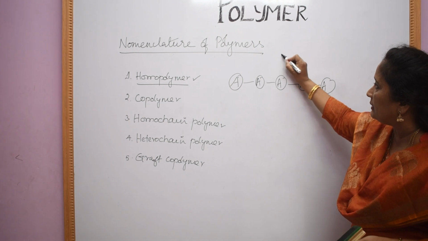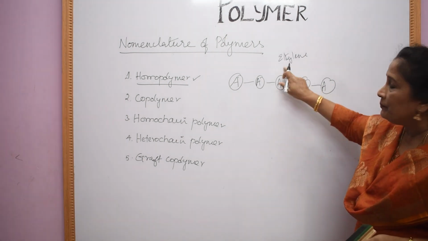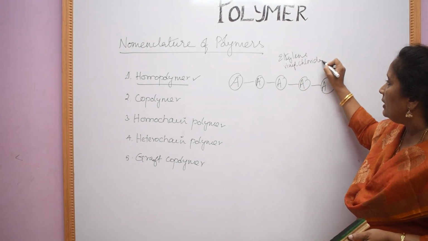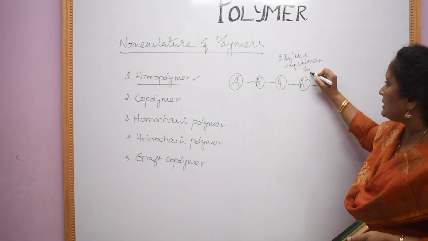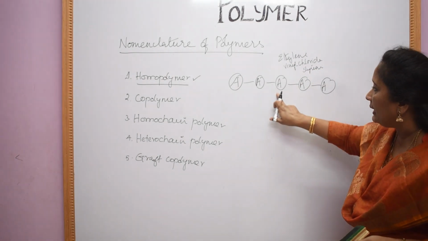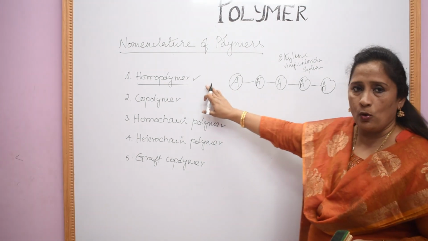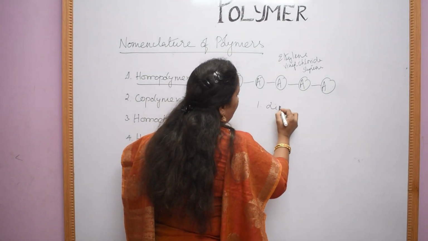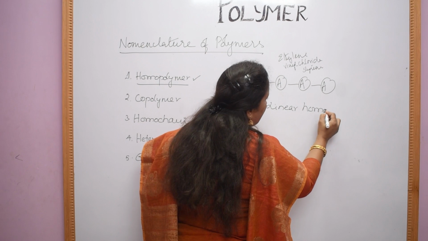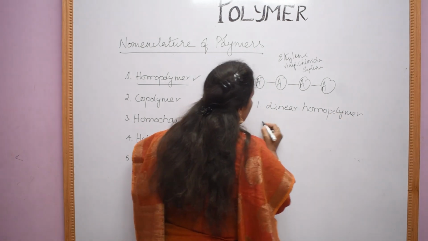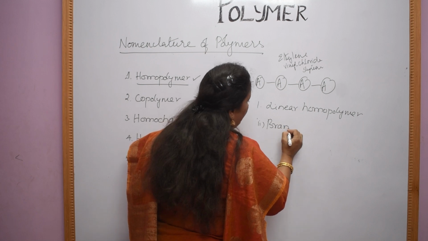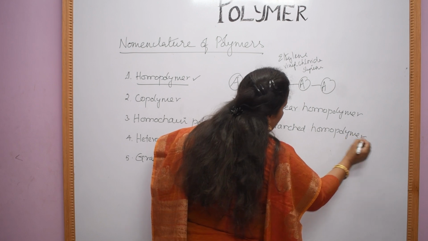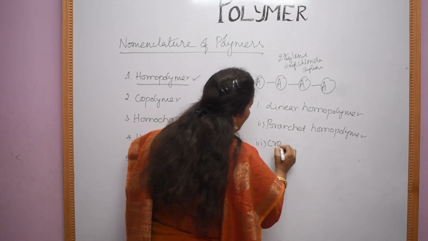Say this A may be your ethylene molecule in the case of polyethylene, right? So this A may be your vinyl chloride in the case of polyvinyl chloride. It may be styrene in the case of polystyrene. So if the molecule is made up of identical monomeric units, we call it a homopolymer. Homopolymer is again classified into number 1, linear homopolymer, number 2, branched homopolymer, and number 3, cross-linked homopolymer.